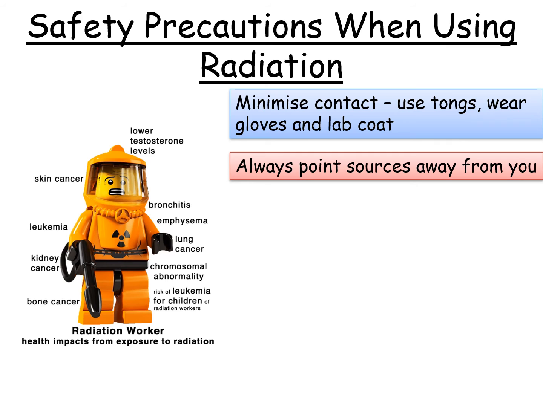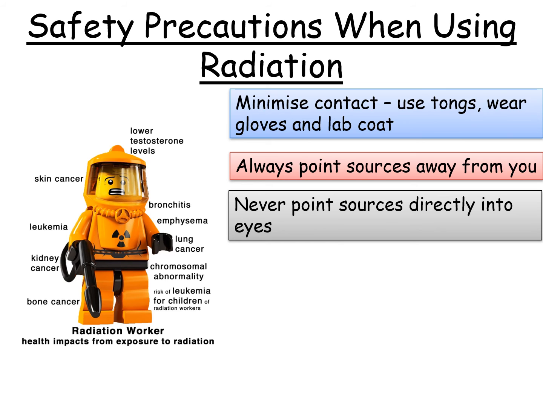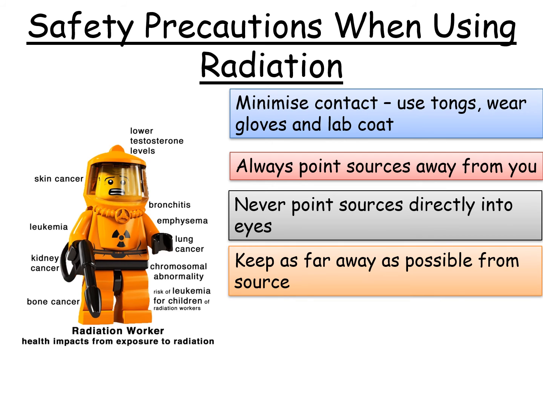So for example, if you go on a sunbed, they usually give you those really cool looking glasses to wear, and that's to protect your eyes from the UV radiation. Never point a source directly into your eyes. Keep as far away as possible from the source, in particular with young children, because they're still developing, and also they've got a smaller mass, so they're more likely to be damaged by the radiation.